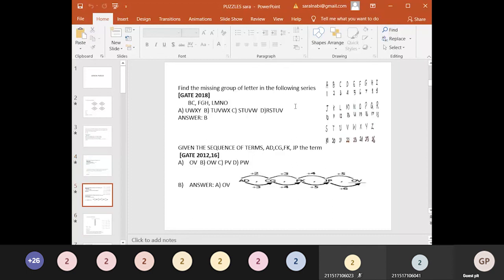The next is to find the missing group of letters in the following series. Whenever they ask questions based on alphabets or series like that, you must remember the position numbers of the alphabets from A to Z, 26, and there will be some relation. The first one they asked: B, C, F, G, H, L, M, N, O. What comes next? B, C is the 2nd and 3rd place. Then F, G, H. Then they left 4 and 5.